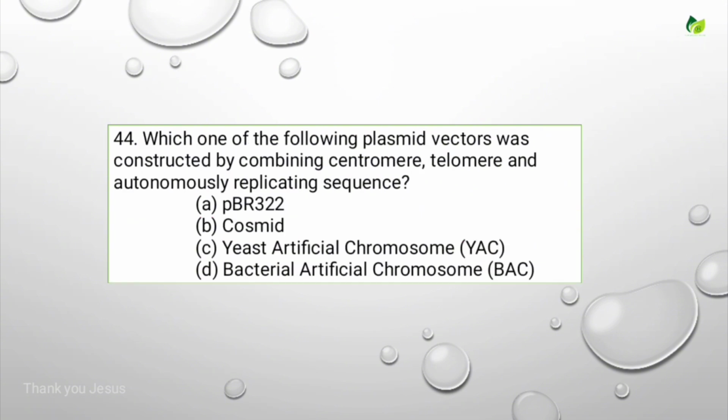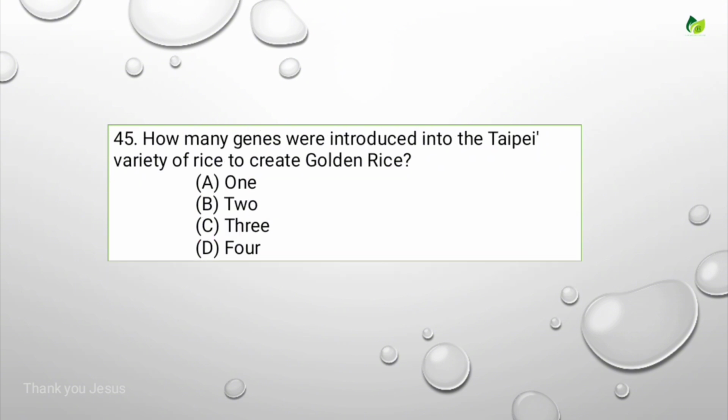Which one of the following plasmid vectors was constructed by combining centromere, telomere, and autonomously replicating sequence? Options are PBR322, cosmid, yeast artificial chromosome, nothing but YAC, bacterial artificial chromosome, nothing but BAC. For this, the correct answer is yeast artificial chromosome. YAC is the correct answer. Let's see the next question.